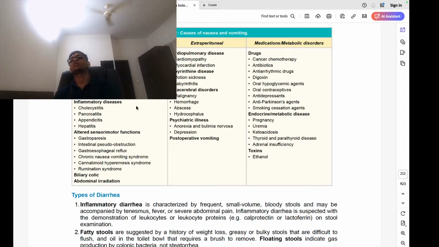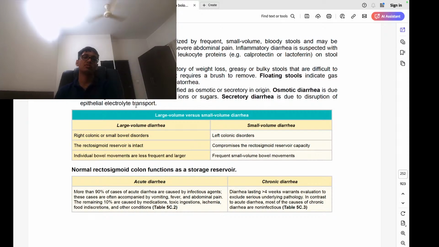Endocrine and metabolic disorders: it is seen in anemia, pregnancy, uremia, ketoacidosis, thyroid and parathyroid disease, and adrenal insufficiency. Toxins: you have ethanol. So types of diarrhea: you have inflammatory diarrhea, which is characterized by frequent small volume bloody stool and may be accompanied by tenesmus, fever, or severe abdominal pain.